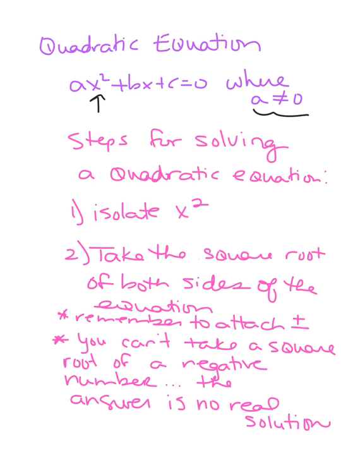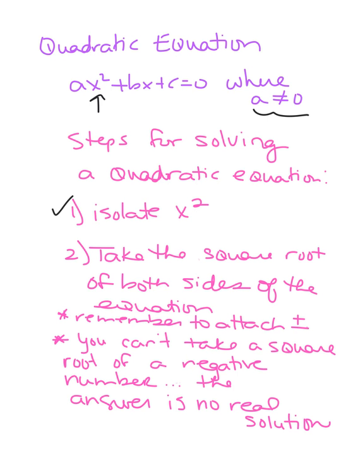Now, if we want to solve a quadratic equation, we've done factoring in the past, which will work sometimes, but not all the time. There's a couple different ways we can do it. Today we're going to solve quadratic equations by finding the square roots. So here are the steps. The first thing we're going to do is isolate x squared, or whatever variable we're using, so getting the variable by itself.